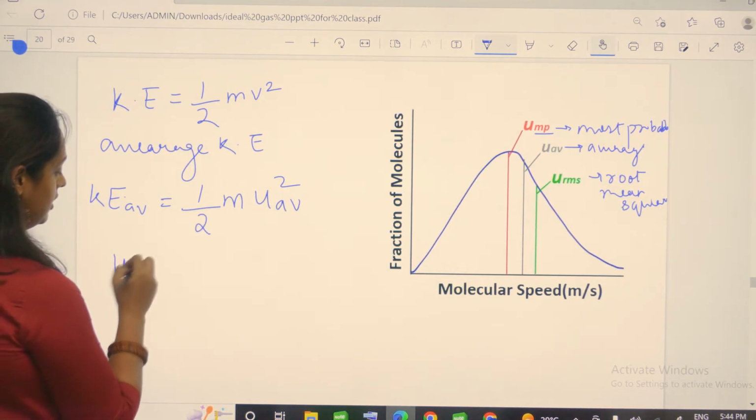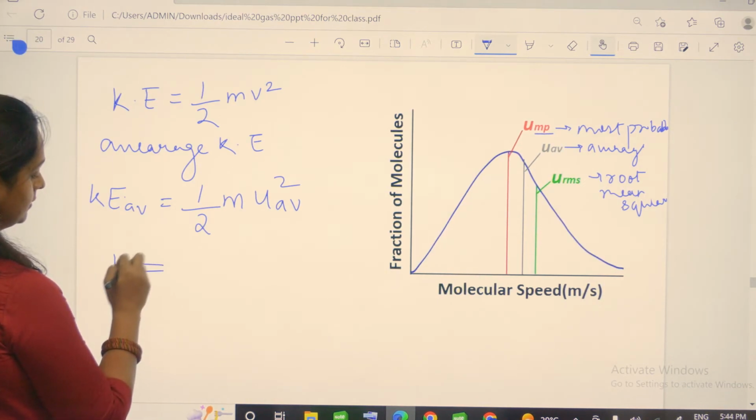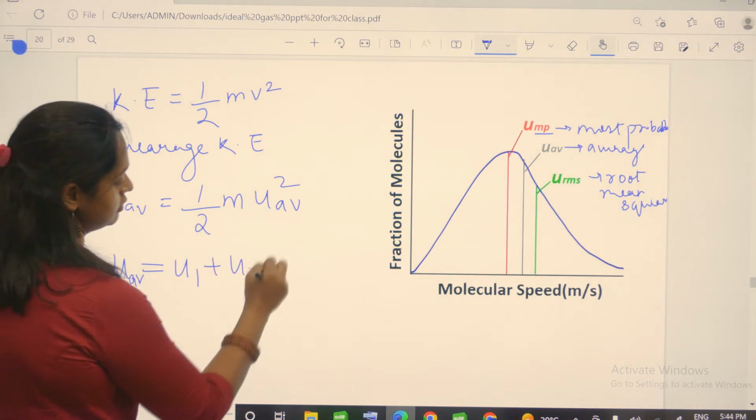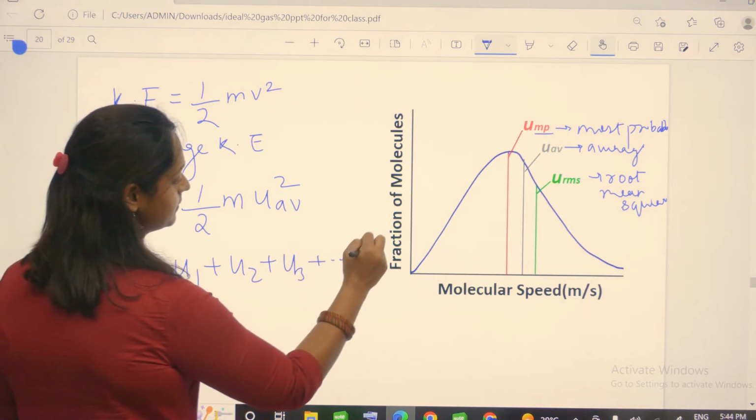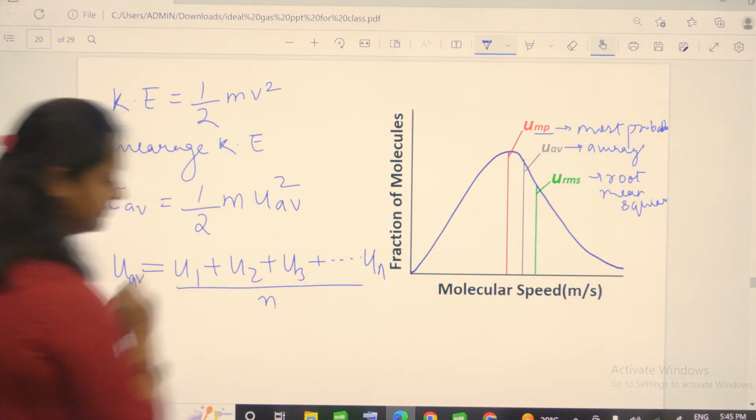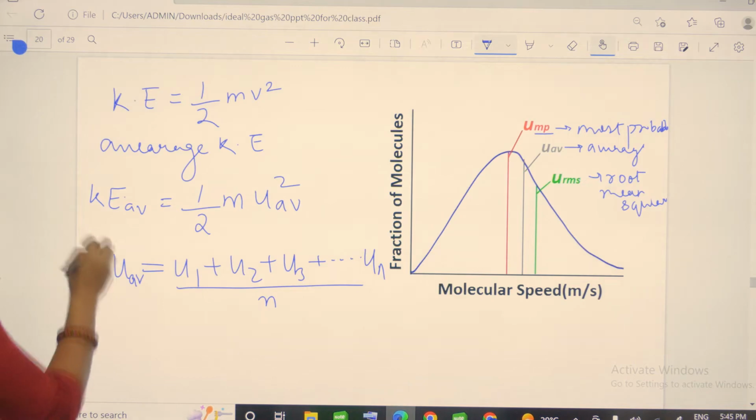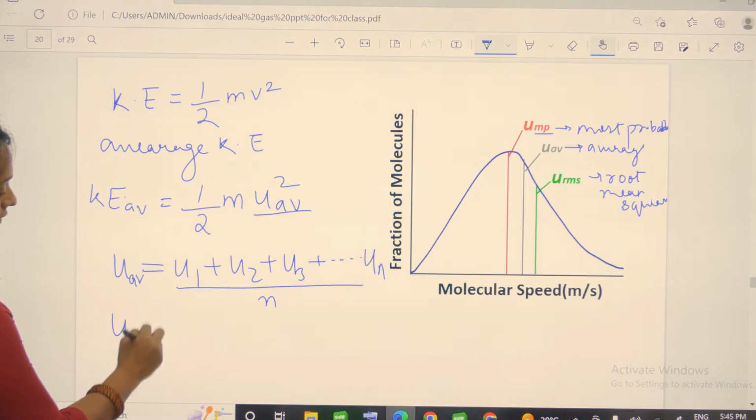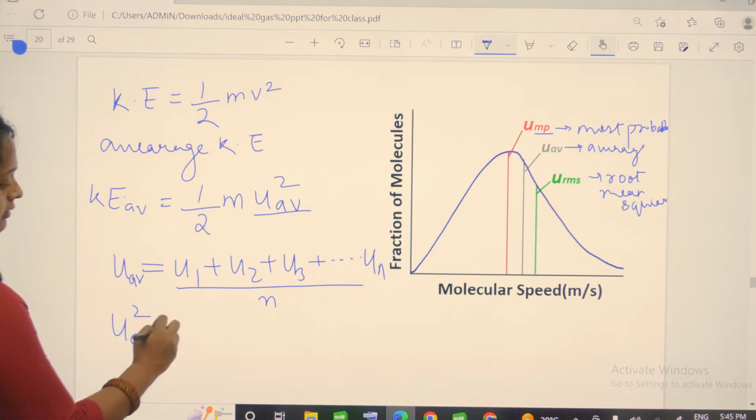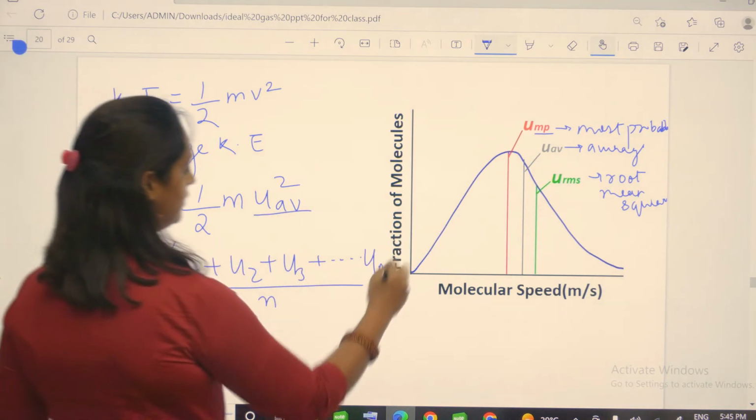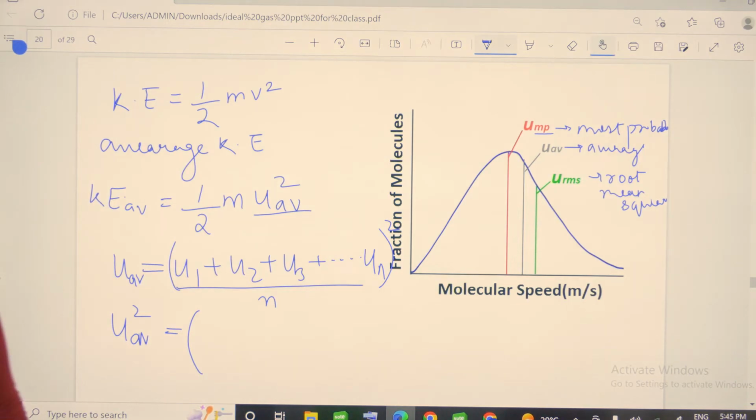So if I see the U average, it will be U1 plus U2 plus U3 going till UN, upon N, right? And if I have to see U average square, then what would it be? I cannot simply modify this. Can I simply modify this? So you imagine this will be square of this completely.